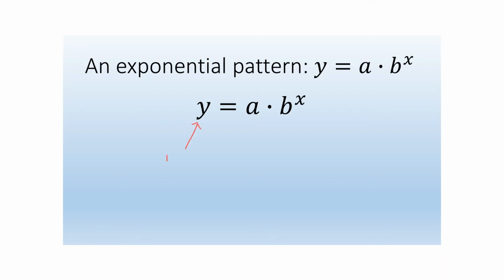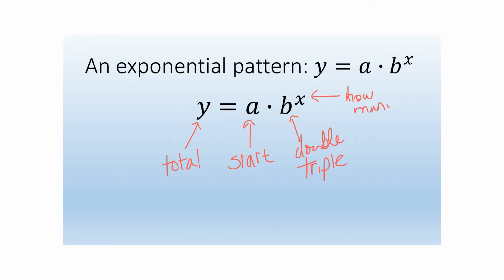So the y is the total. The a is the start value. How many are you starting with? B is where you tell, is it going to double? Is it going to triple? Is it going to quadruple? And then the x is how many times. So how many times is it going to do that?